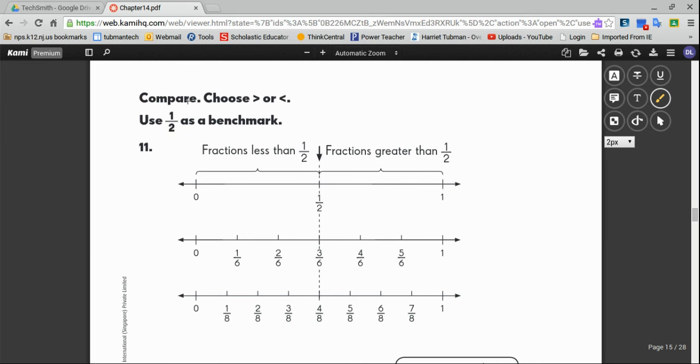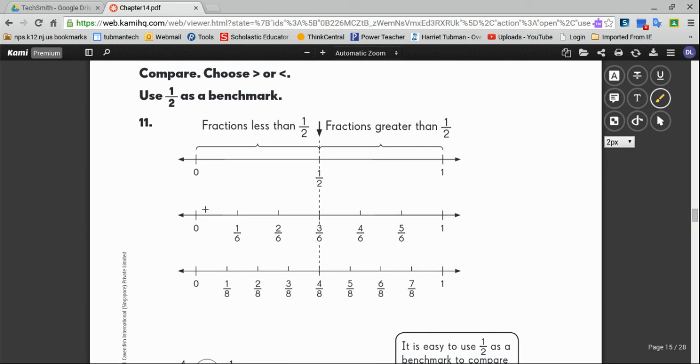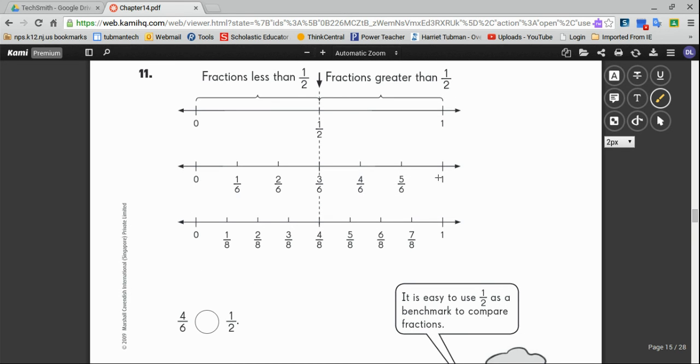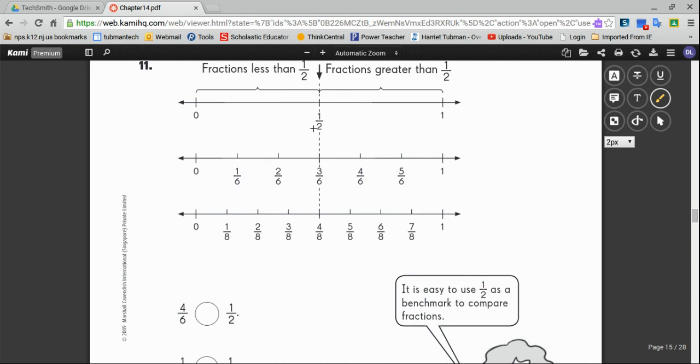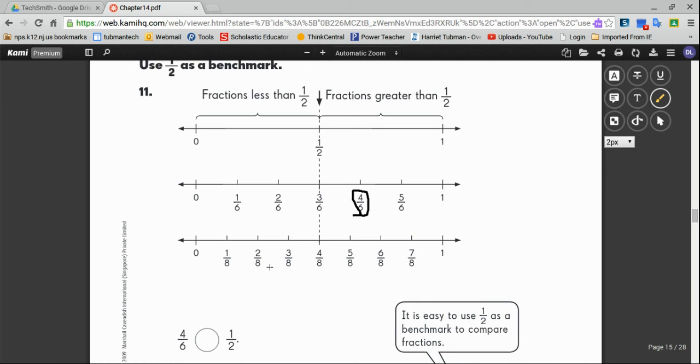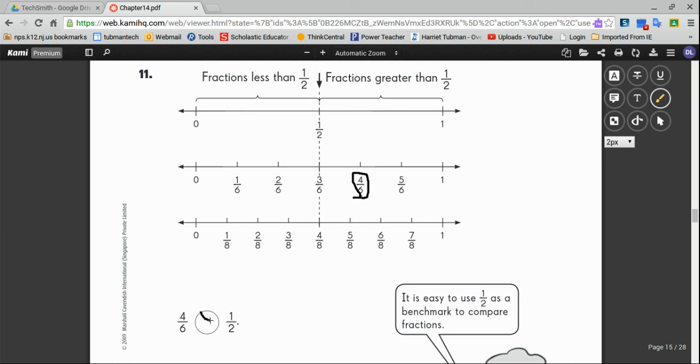Now it says compare. You want to choose the greater than or less than, and you want to use 1/2 as a benchmark. So here are the fractions that are less than 1/2. Here are the fractions that are greater than 1/2. All right. So it's easy to use that 1/2 benchmark to find out which is smaller or bigger. Let's look at our first one, 4/6 and 1/2. So 4/6 is over here. So that means it is greater than 1/2. So we need to draw the sign that has the Pac-Man eating 4/6.